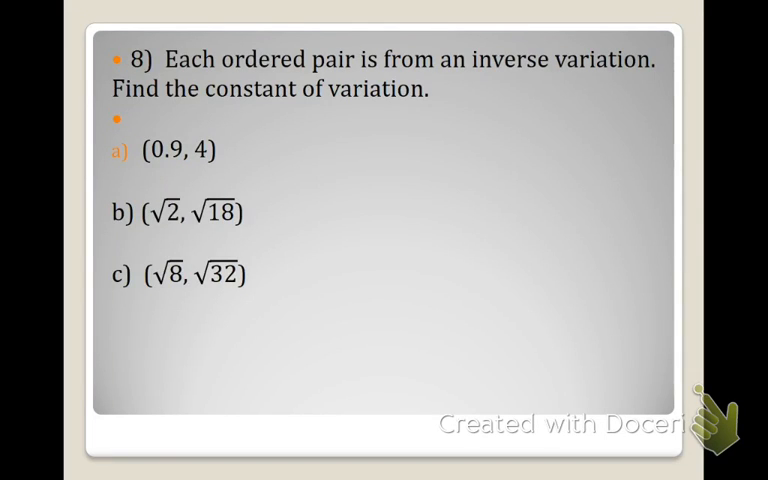So we're picking up 9.1. Now we're on day 2, starting with number 8. So we are told that each ordered pair is from an inverse variation. We are asked to find the constant of variation.